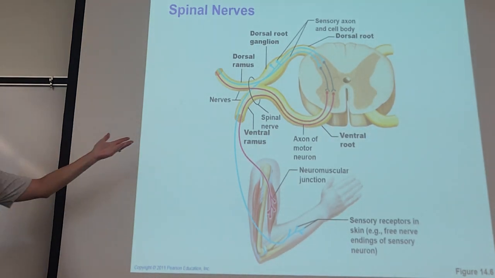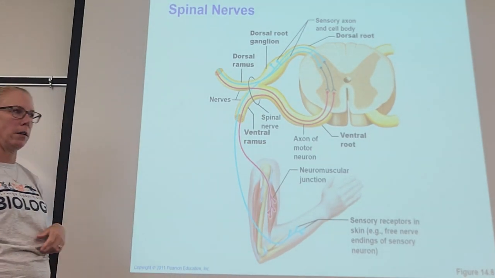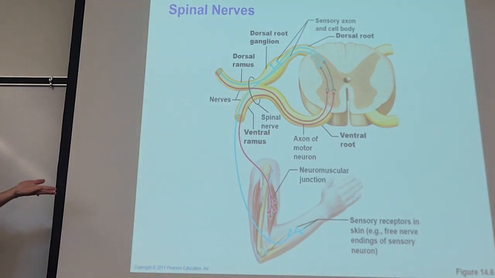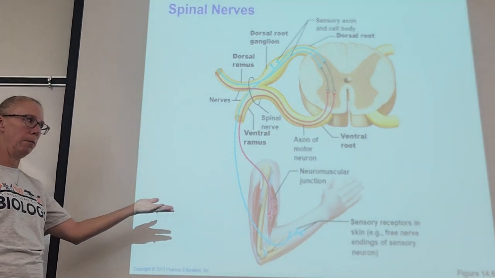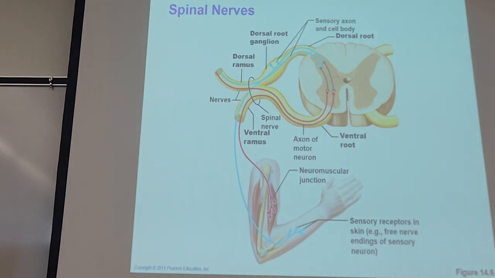If we're at the level of C5 to T1, you're going to get your musculocutaneous, your radial, your ulnar, your median. If we're down at the level of L1 to L5 in the lumbar plexus, you're going to have your femoral nerve. And then the sacral plexus, you'll have your sciatic nerve, your tibial nerve, your common peroneal nerve.